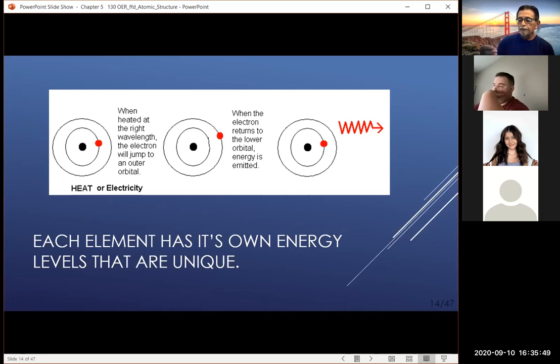Well, it stays there for a period of time. Not going to hang out there very long. It's going to drop back to its ground state. And when it does, it releases energy. Now, a lot of times it releases energy as heat and light. So that little arrow there with a squiggly mark represents light that is being emitted.